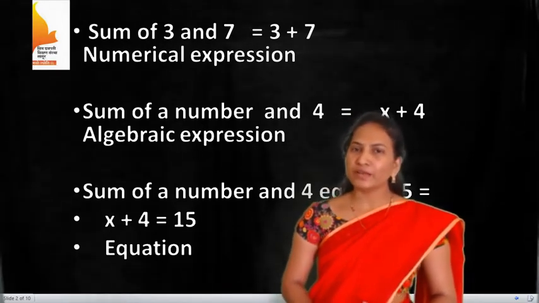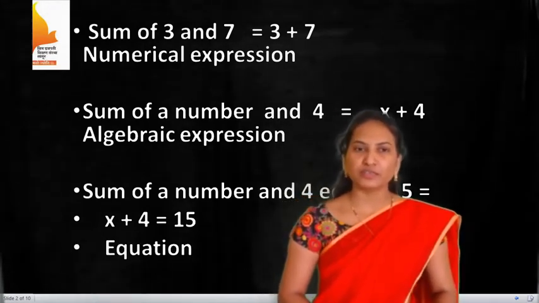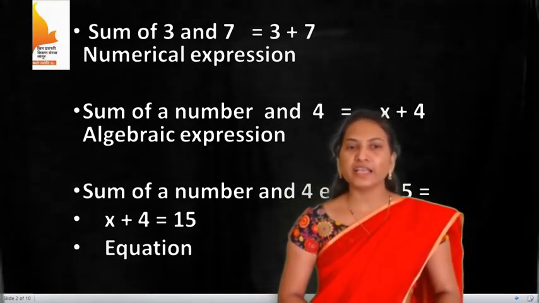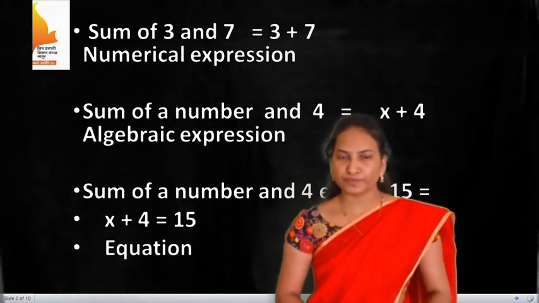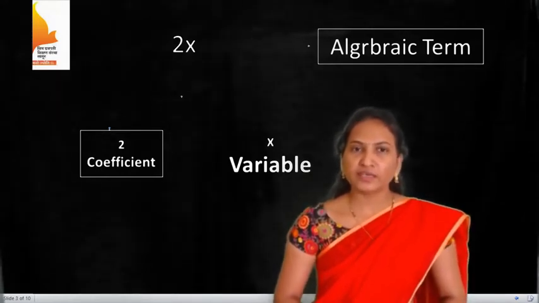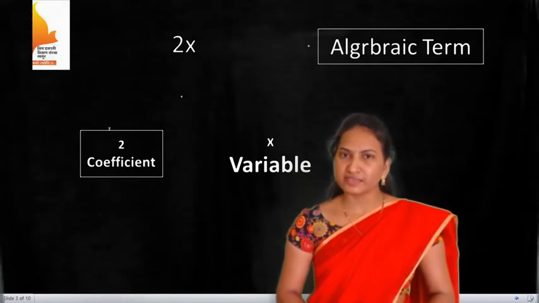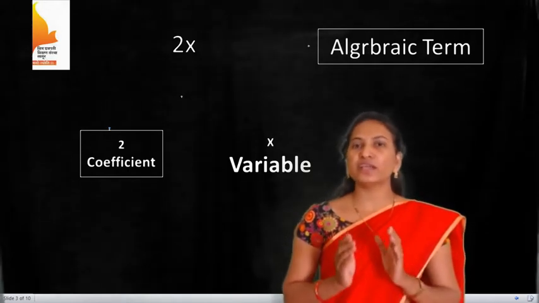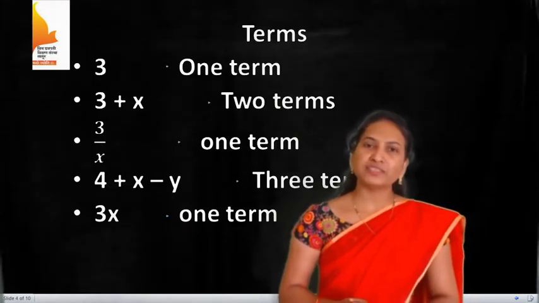And sum of a number and 4 equals to 15. That number we have considered already x, and x plus 4 is equal to 15. This is an equation. Now the next term is 2x. Here in this 2x, 2 is the coefficient and x is a variable, and that 2x is called an algebraic term.